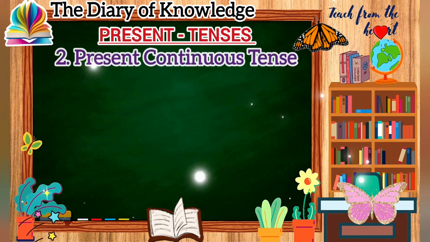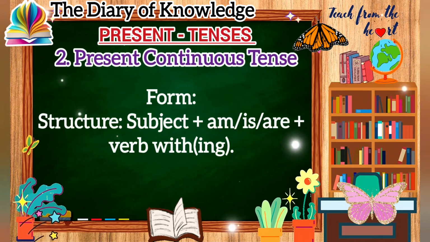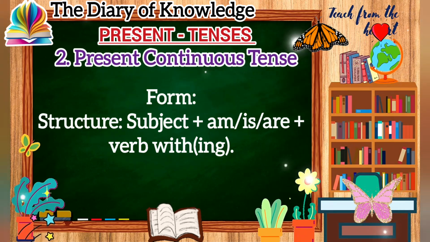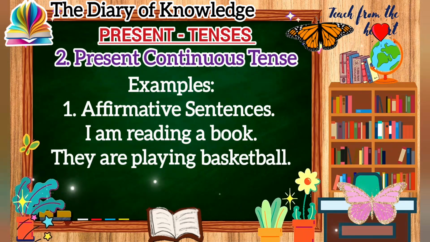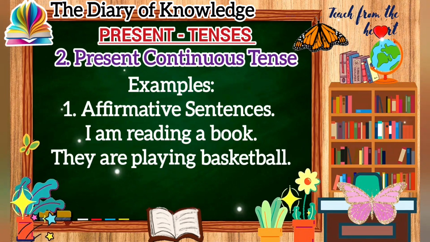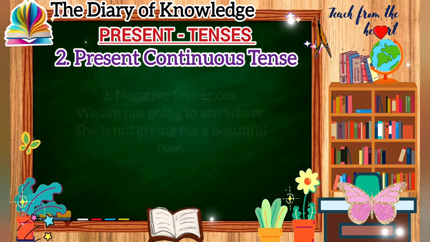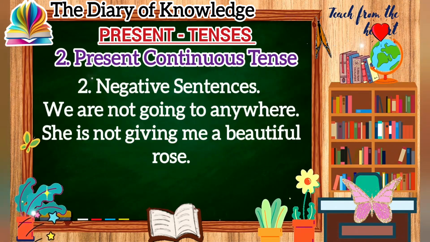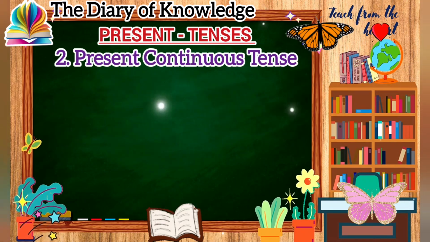Second, present continuous, or progressive, tense form. Structure: subject plus am, is, are, plus verb with ing. Examples. 1. Affirmative sentences. I am reading a book. They are playing basketball. Second, negative sentences. We are not going anywhere.